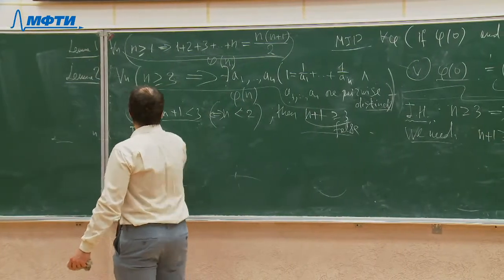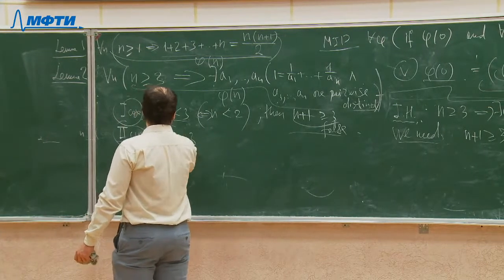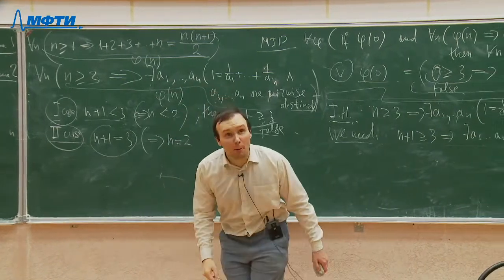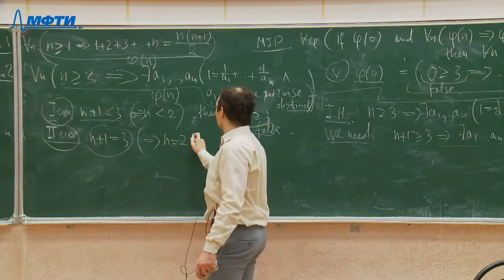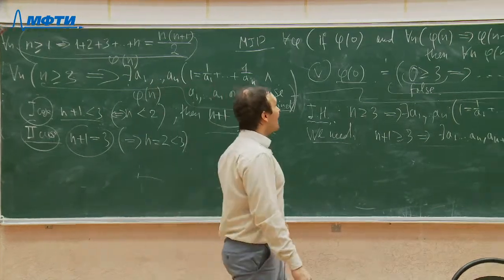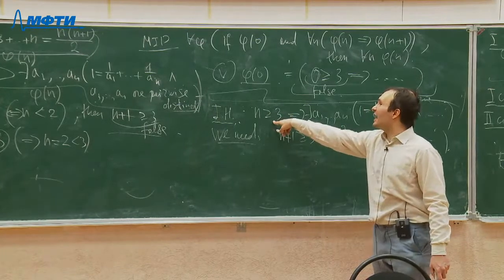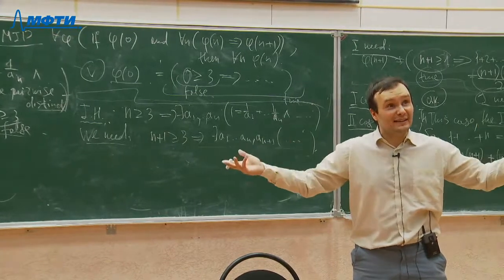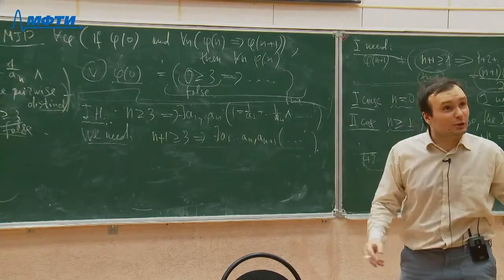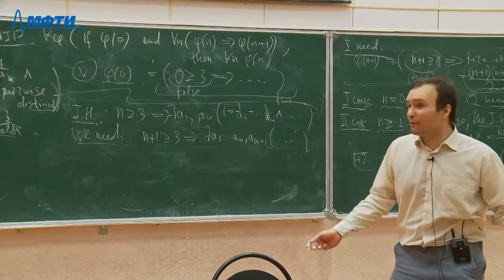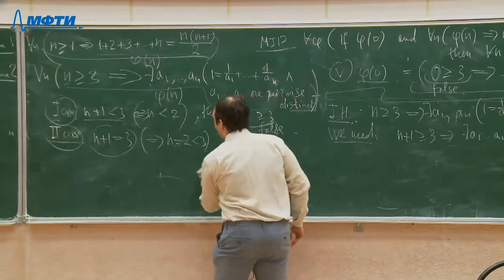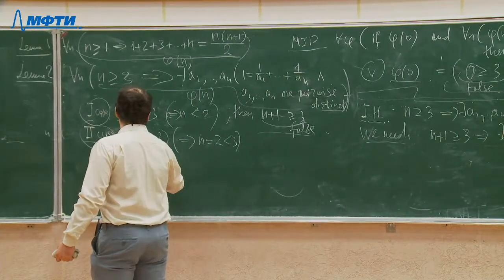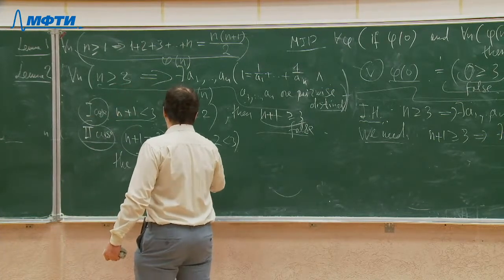The second case. n plus 1 is exactly 3. By the way, then n is exactly 2. 2 is less than 3, so I can't apply my inductive hypothesis. Why? It is for n being at least 3. But now my n is 2. The inductive hypothesis is not applicable, but that's not that bad.